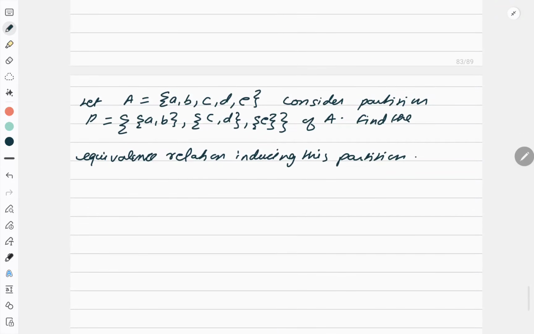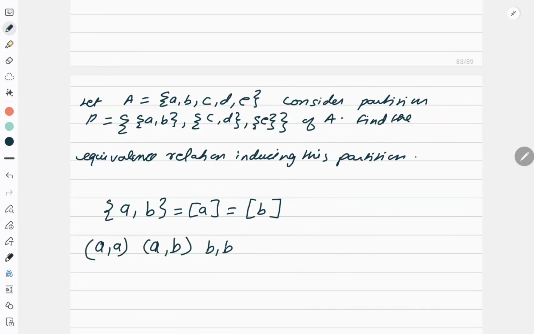See here. Let A be this, and consider the partition of A. Find the equivalence relation inducing this partition. Now, this is the question. First, they are telling us the first equivalence class is formed by A, B. Obviously, this is the equivalence class of A and B both. This will be the equivalence class of A and also of B. So how will I write? This will give me (A,A), (A,B), (B,B) and (B,A). Correct? So this is one set.